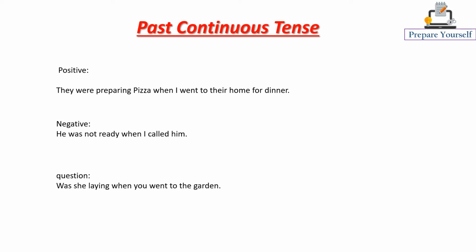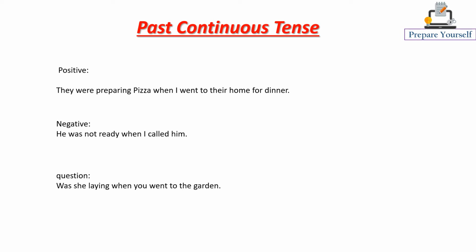So here you can see the interruption, or two actions happening simultaneously. Two actions happen together. Someone was preparing pizza and the other person went to their home. So two actions took place simultaneously, parallelly.